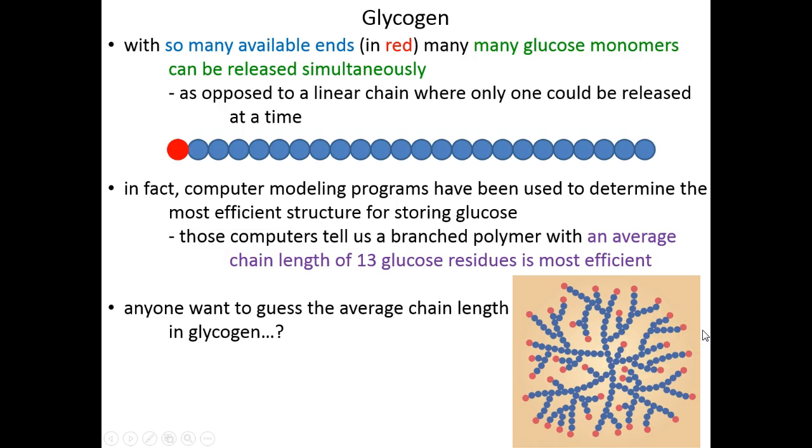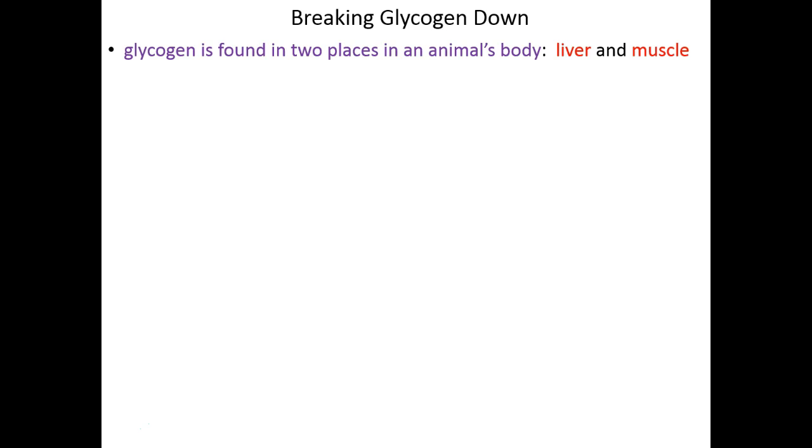And any of you want to guess the average chain length of glucoses in a glycogen tree? You got it, 13. So evolution really has evolved the most efficient glucose storage form that can be conceived, even by computers that have modeled all possible scenarios. So that's glycogen. The question becomes, how do we break that glycogen down? How do we release those glucoses when blood glucose levels have fallen?